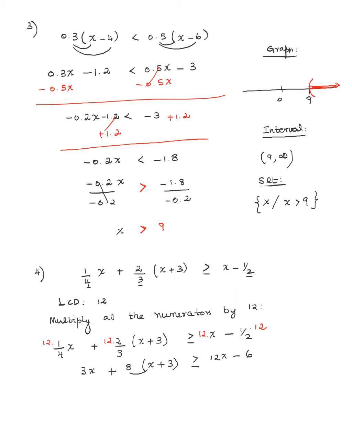Now clear the brackets first. 8x plus 24. And combine the like terms here. So we get 11x plus 24 is greater than or equal to 12x minus 6.